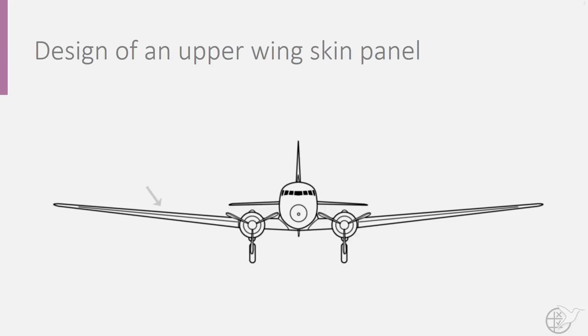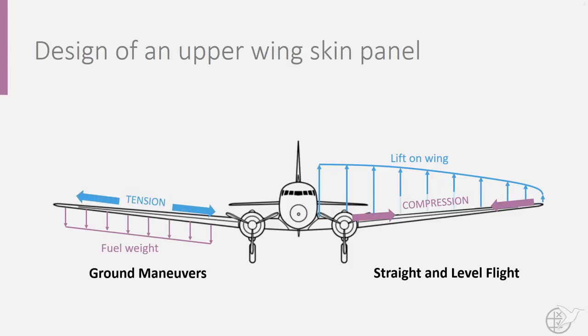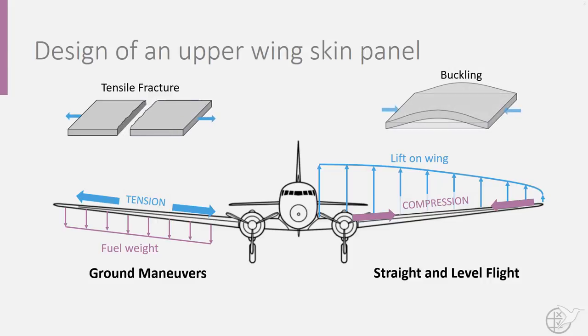Imagine you want to design the upper skin panel of a new aircraft wing. From your knowledge of aircraft structures, you know that this wing skin panel will carry heavy compressive loads due to lift on the wing during flight, and tensile loads due to the weight of the wing and fuel within it while it is on the ground. For this case, we can even envision critical limits to its structural capability. We would need to design it such that we prevent fracture under tensile loading and buckling under compressive loading.